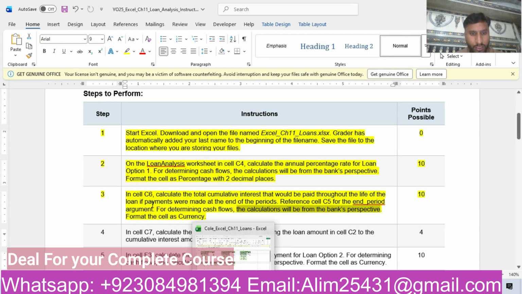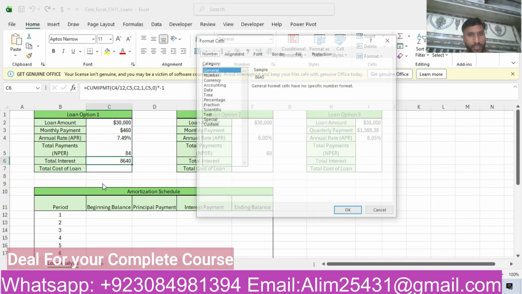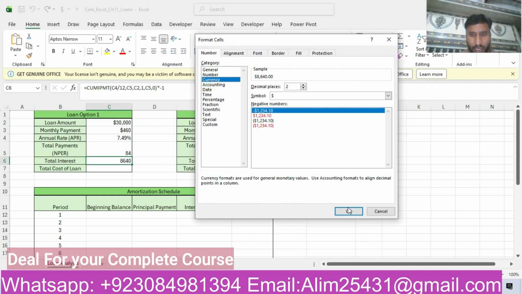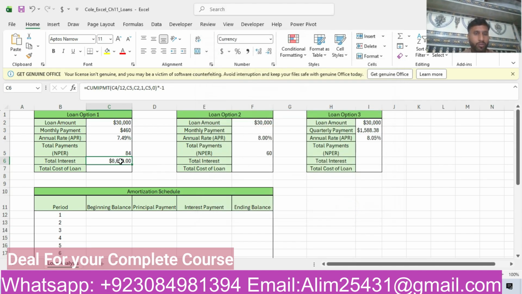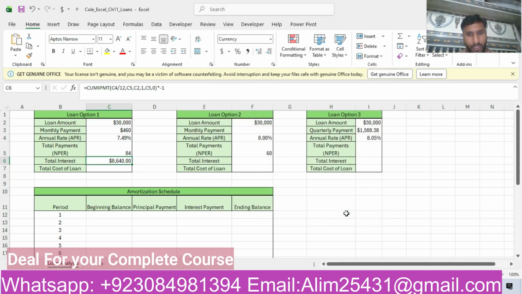And what next do we need to do? Format the cell as currency. So we will make this currency and press OK. In order to make this currency, you go to the Home tab, open the number launcher, then select currency with two decimal places. That's our step number 3.